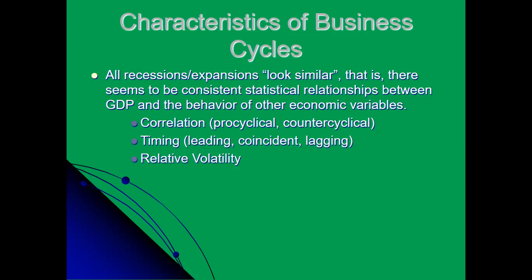Recessions or expansions look similar. That is, there seems to be consistent statistical relationships between GDP and the behavior of other economic variables. Why is that? If, for example, there is recession, there is lower GDP. And if there is expansion or prosperity, there would be, of course, higher GDP. That's the reason we can say that there is correlation or relationship of two variables, because one would increase and the other would also increase. And if one would decrease, the other would also decrease. All right? With decreased recession, expansion increase.